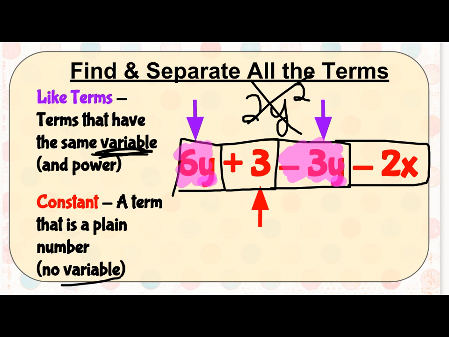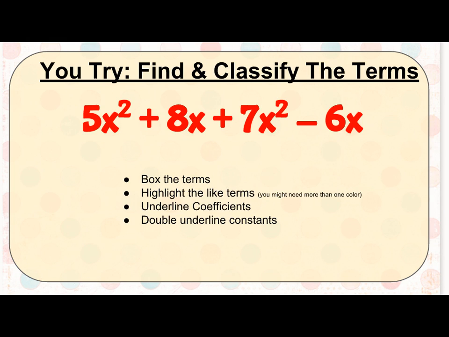Now, a constant, what we talked about before, is just plain numbers. Things that are exactly the same, or that don't have a variable at all in it. It's just a plain old constant number. So the only one here would be the positive 3. That's a constant.